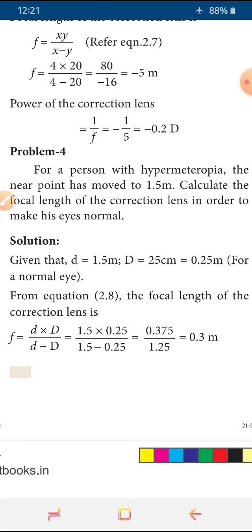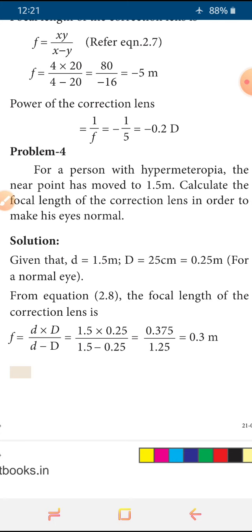It's hypermetropia, no? Hypermetropia is long-sightedness. And the least distance we require, we know that for a normal eye is 25 centimeter, that is converted into meter, 0.25 meter. And this is for the normal eye. And from the derived equation from the theory part, the focal length of the corrected lens is f is equal to dD divided by D minus d. So small d and capital D both are given.